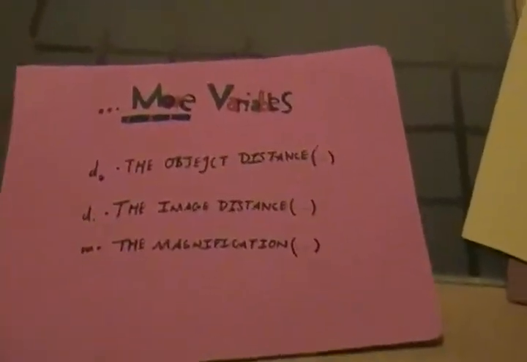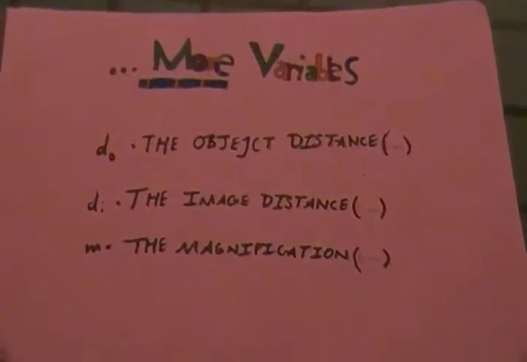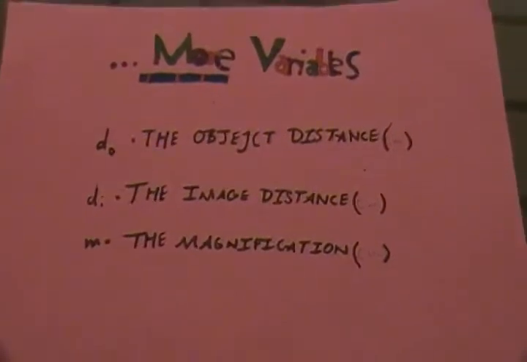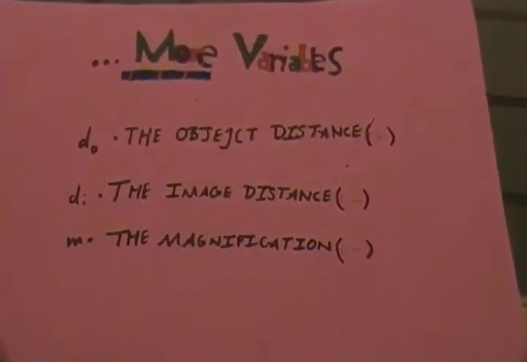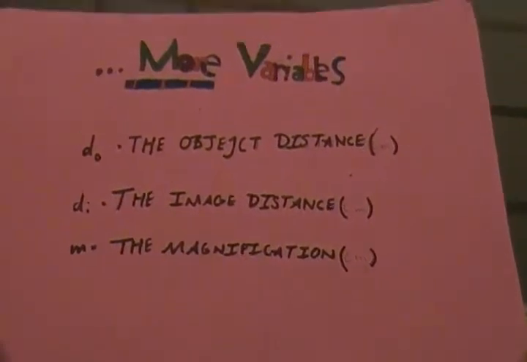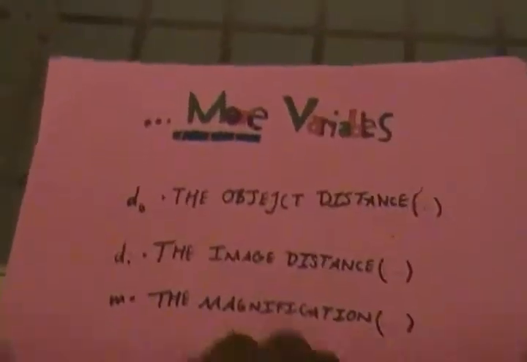More variables. The object distance is measured by DO, which is in centimeters in this case. And DI is the image distance, which is also measured in centimeters. And then the magnification is also in centimeters today.